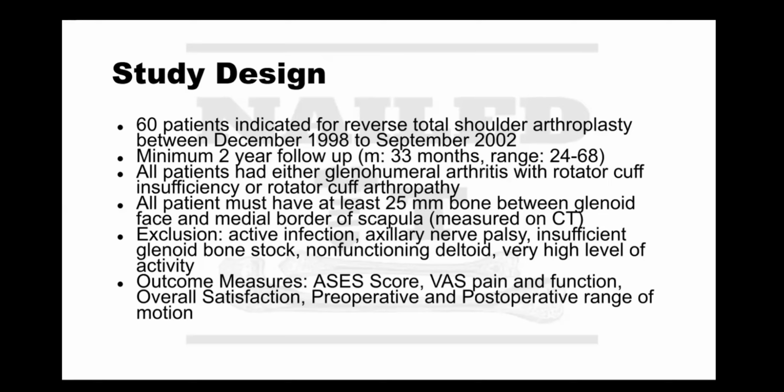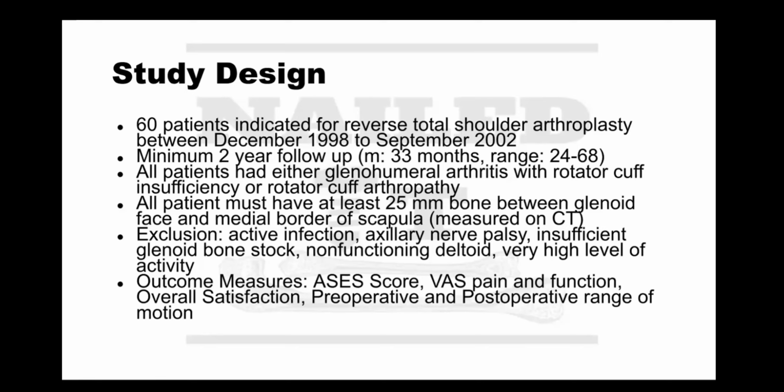The exclusions are pretty standard: active infection, axillary nerve palsy. As we talked about, the deltoid is now the only motor unit actually keeping this implant not only stable, but moving it. Insufficient glenoid bone stock, as I had mentioned, a non-functioning deltoid for any particular reason other than axillary nerve palsy, and a very high level of activity, which still gets mentioned to this day. The big overhead function, if you want to go back to overhand serves in tennis or working above your head, it may not be the right implant for this patient.